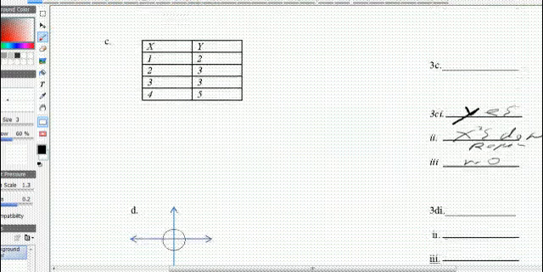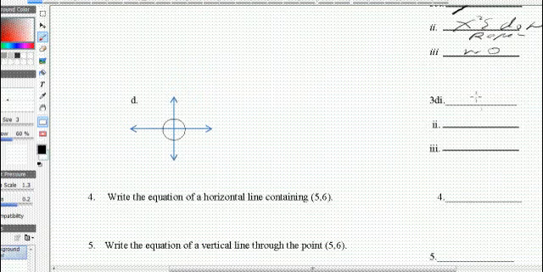Next question: is this a function? No. Why? Because it fails the vertical line test. Is it 1 to 1? No, because it fails the horizontal line test. It touches it more than once.